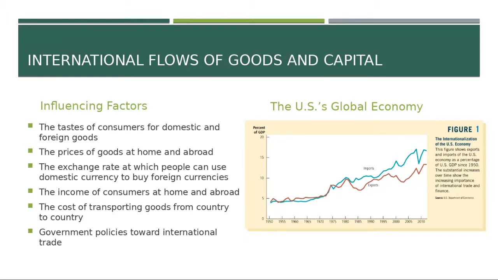So the prices of goods at home and abroad are another influencing factor. If a foreign country can make something cheaper than domestically, this incentivizes people to purchase abroad. Another aspect of this, though, is the exchange rate at which people can use domestic currency to buy foreign currencies. If your currency has a strong exchange rate, that means that you are able to buy more of another country's currency with your currency. So if the US has a strong exchange rate with the yen, that means $1 can purchase more yen. And what that means is ultimately you're able to consume more Japanese goods at a cheaper rate because the dollar is stronger against the yen.